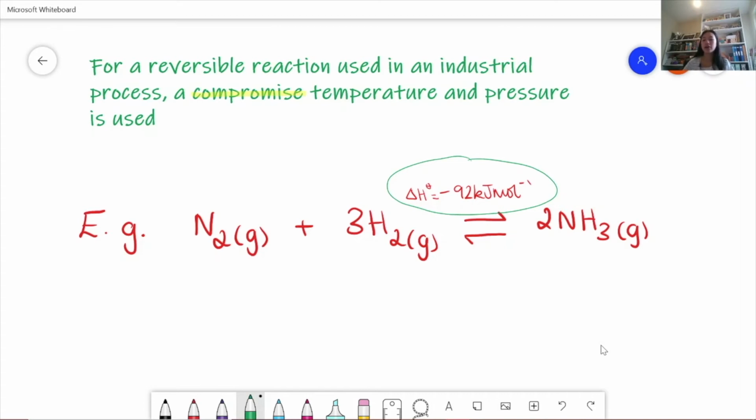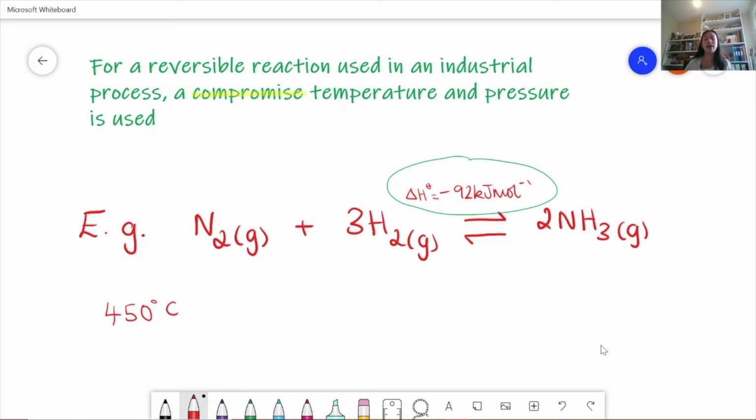And so using a very low temperature actually produces a greater yield of ammonia. And that's because when we lower the temperature, the equilibrium shifts to raise the temperature. And so it favours the forward reaction. So the whole equilibrium shifts to the right. And so we form more ammonia. But using a very low temperature can be really slow, and this slows the rate down. And so that's why we use a compromised temperature of 450 degrees.